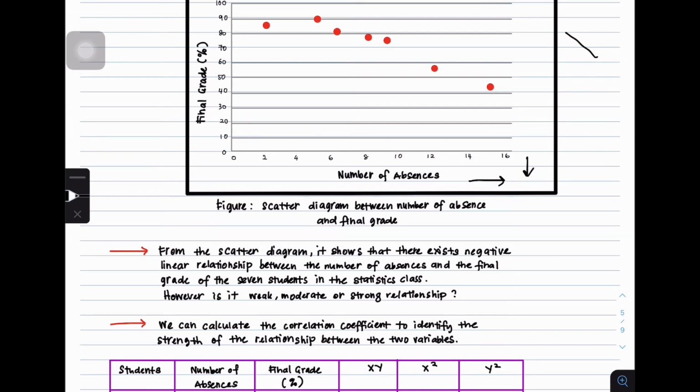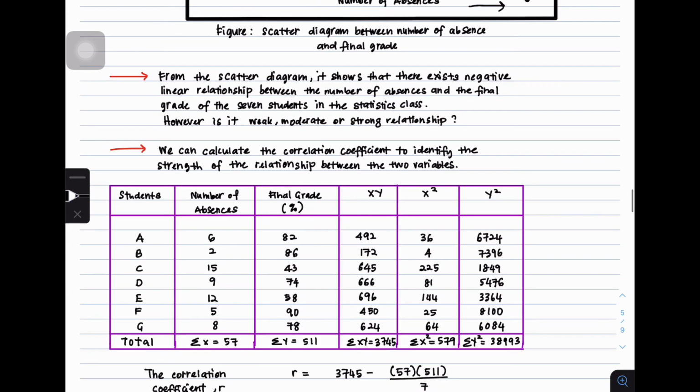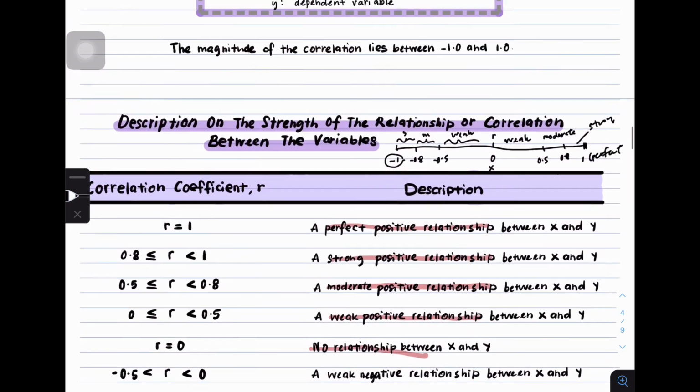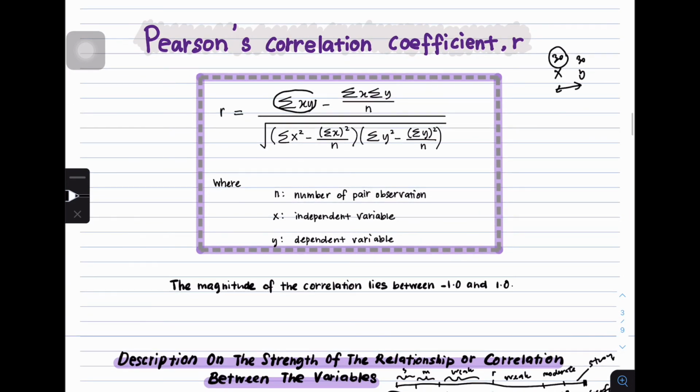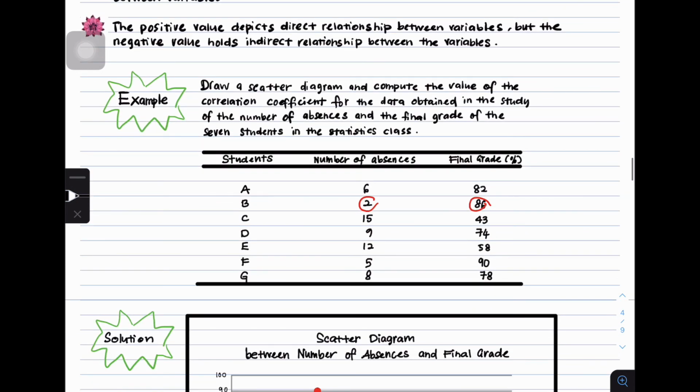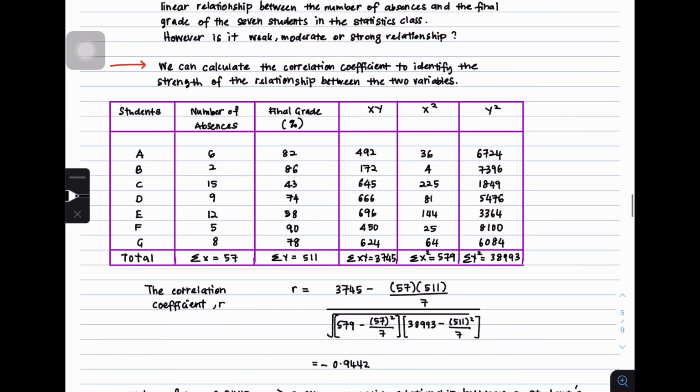Okay, so kita cari correlation coefficient R. So nak cari correlation coefficient R, kita akan gunakan formula. So this is the formula. Okay, so awak kena cari dulu X darab dengan Y. So maksudnya kalau X darab dengan Y, this one is your X, this one is your Y. Darab lah 6 darab dengan 82. So you will get X darab Y here. 2 darab dengan 86, you will get X darab Y. 15 darab dengan 43, so you will get X darab Y.